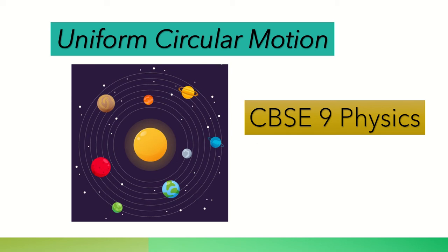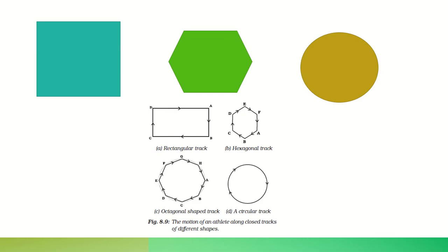Before learning what is uniform circular motion, we need to know about what is circular motion, right? So what is circular motion? If any object moves in a circular path, we can call it a circular motion, right? So let's consider these examples here.